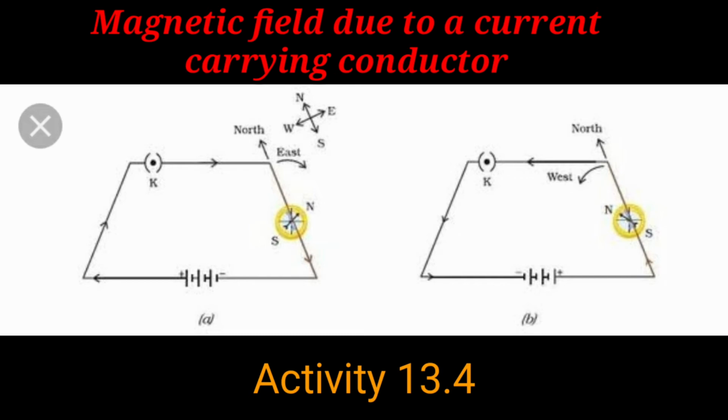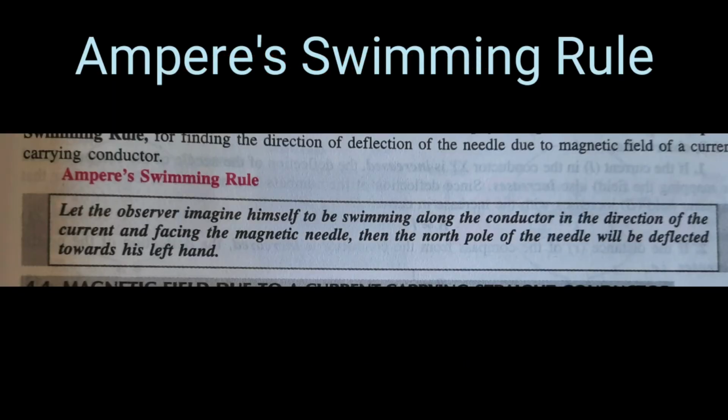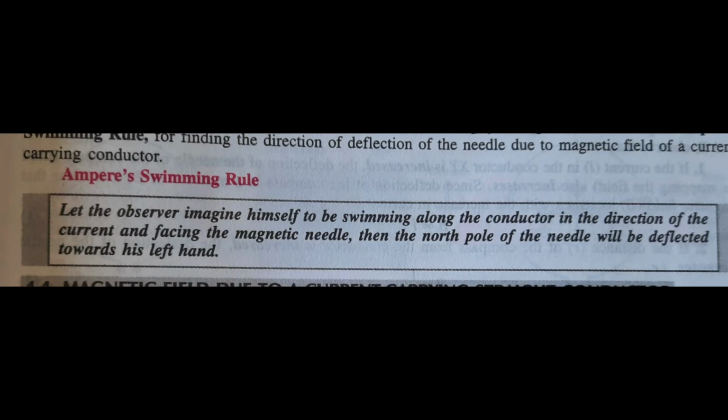Later on, Ampere, the French mathematician and physicist, gave a rule called Ampere's swimming rule for finding the direction of the deflection of the needle due to the magnetic field of a current carrying conductor. Ampere's swimming rule: Let the observer imagine himself to be swimming along a conductor in the direction of the current and facing the magnetic needle. Then the north pole of the needle will be deflected toward his left hand.